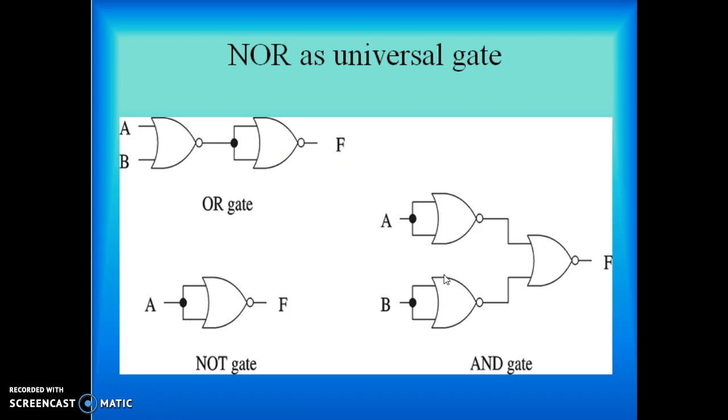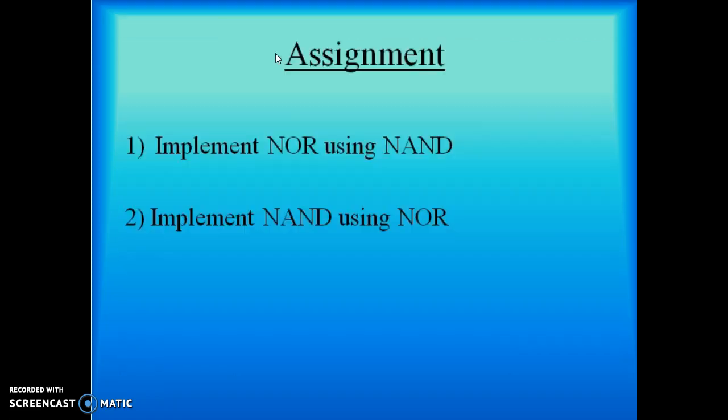For AND gate, inputs are provided through the inverters or the NOT gates, and actual output of the NOR gate works as A dot B. Here also we can write the logic equations at every stage and see how realization of AND gate, OR gate and NOT gate is taken from NOR gate.